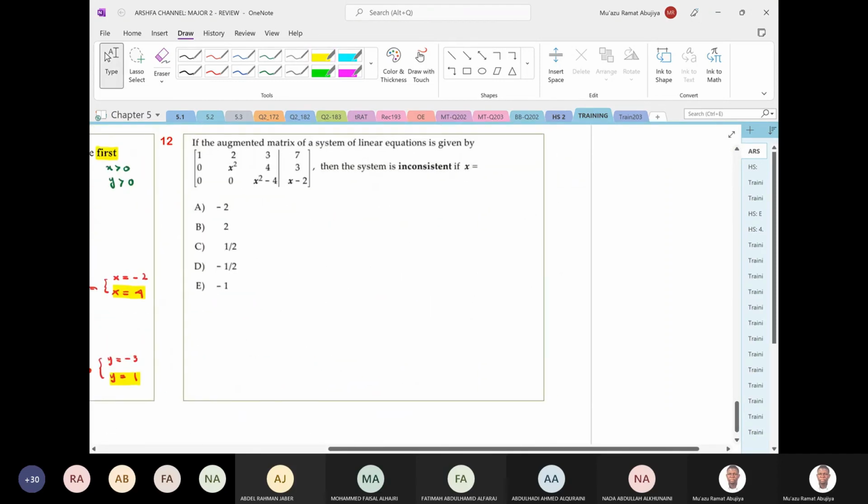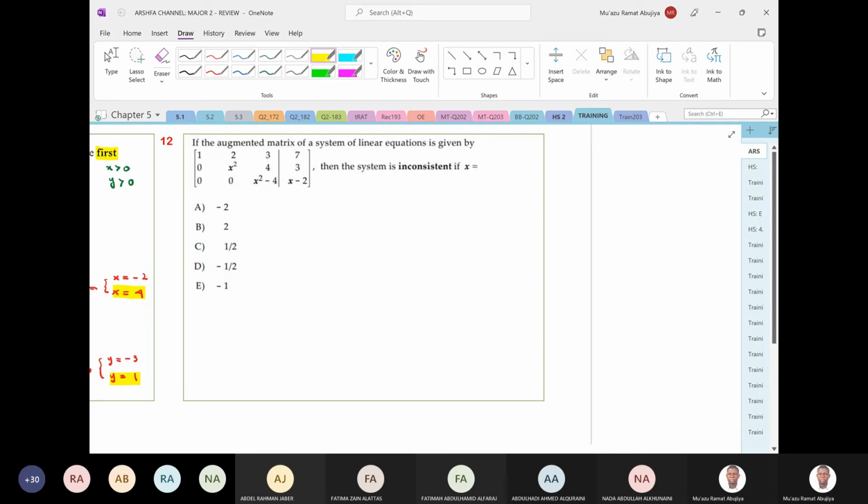Okay, number 12. Here it says, if the augmented matrix of the system of linear equations is given by this, then the system is inconsistent when x is equal to what? Now, of course, this one has a relation. We say inconsistent means no solution.